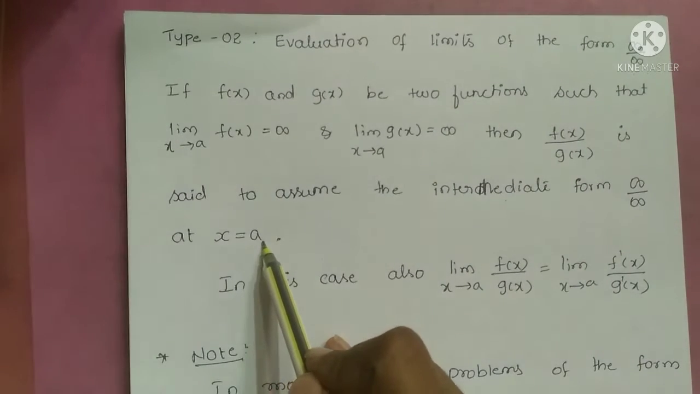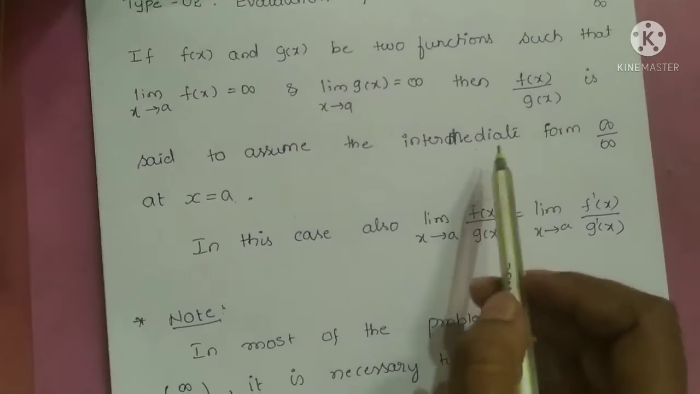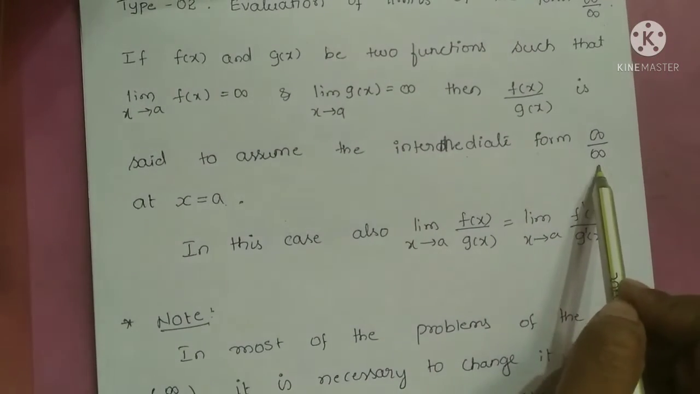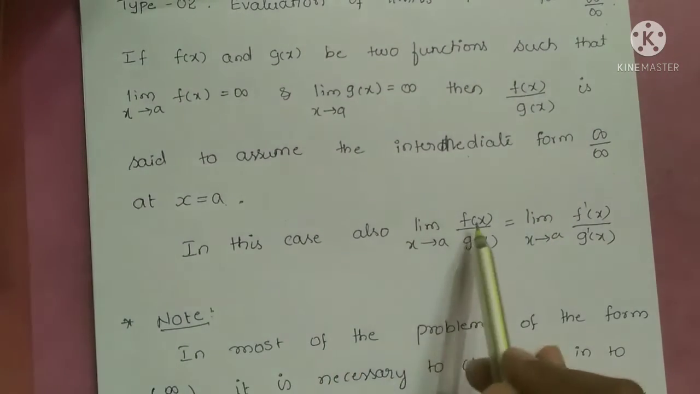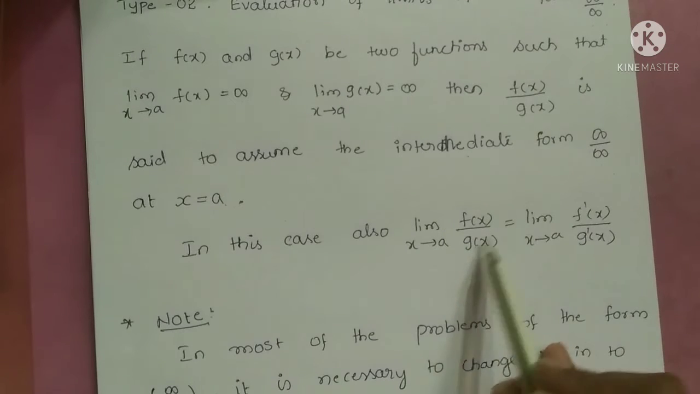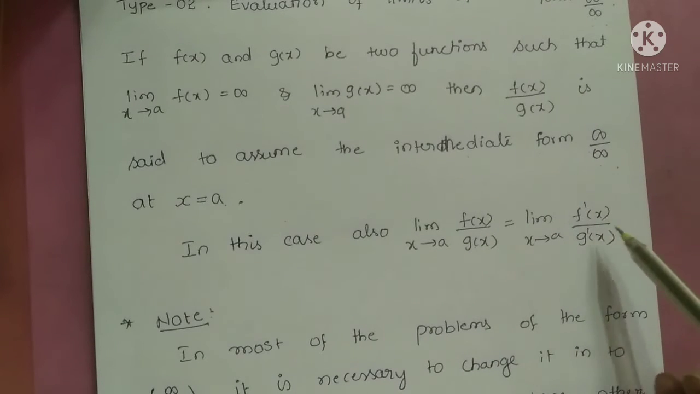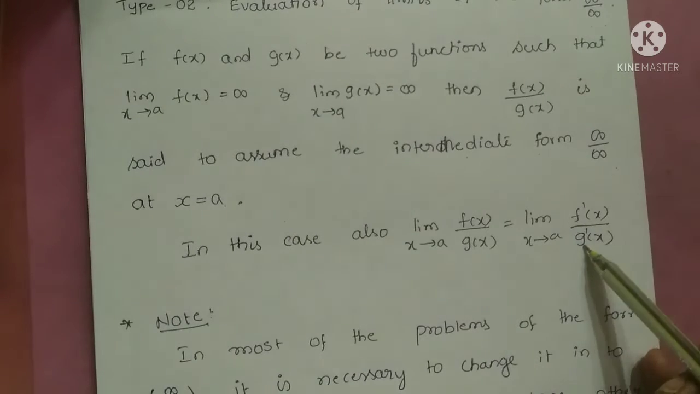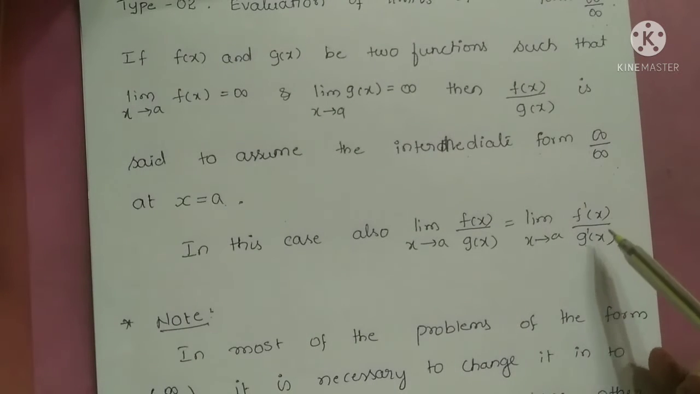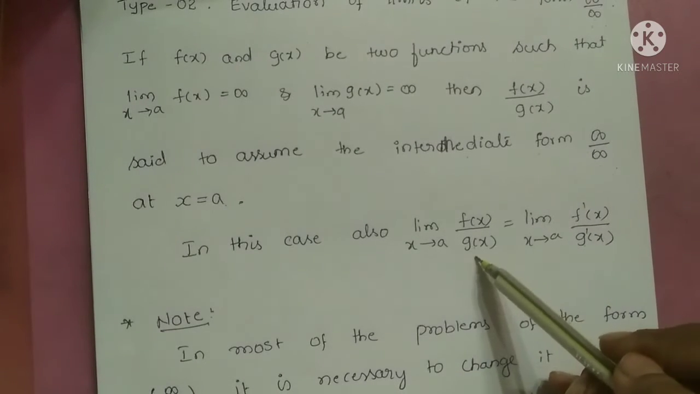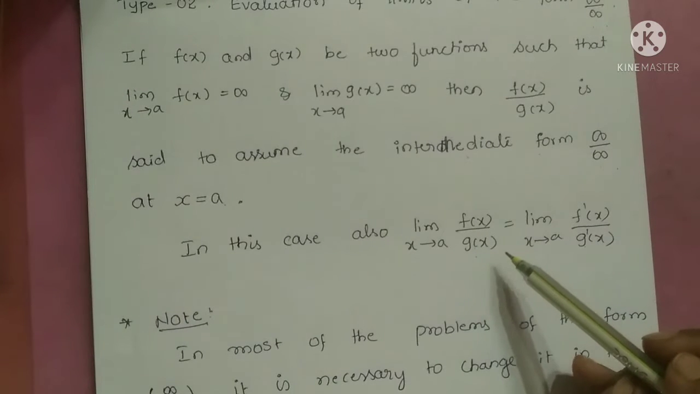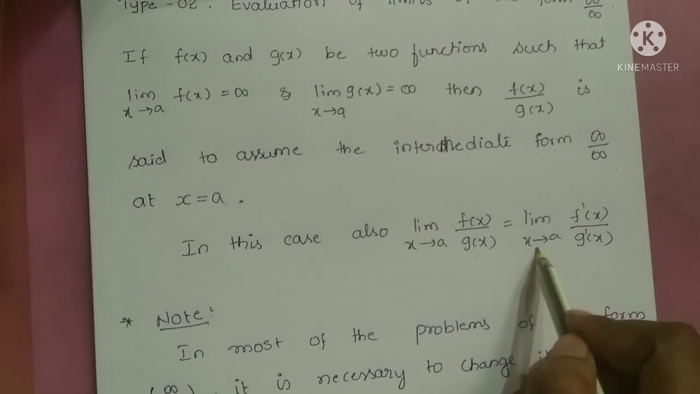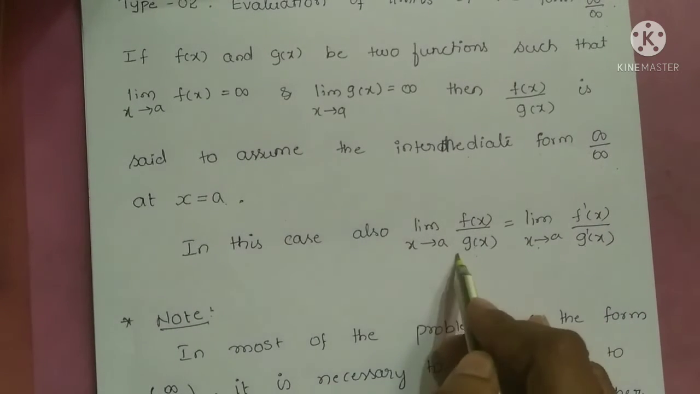So when you get the indeterminate infinity by infinity form, first you apply the limit for the given function and you get the infinity by infinity form, then you differentiate the given functions f of x and g of x separately, then you apply the limit. After applying the limit, if you get a finite value, then your problem is solved.